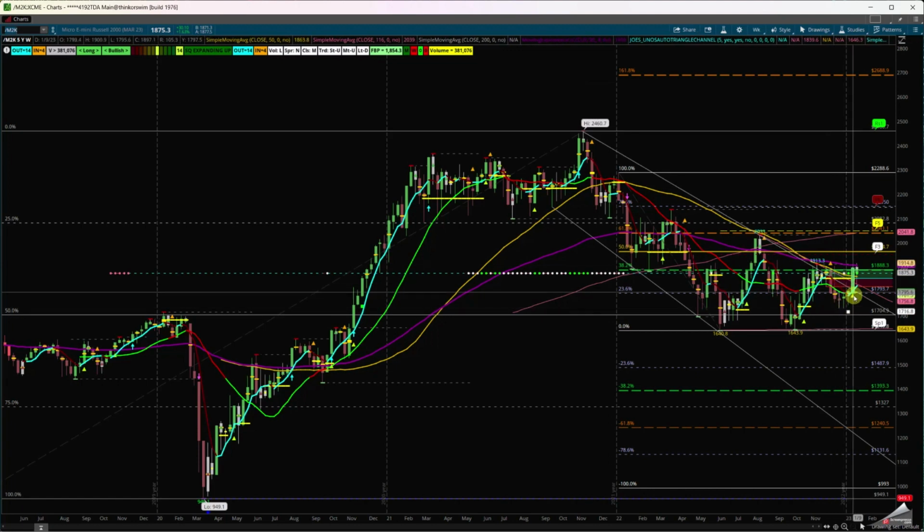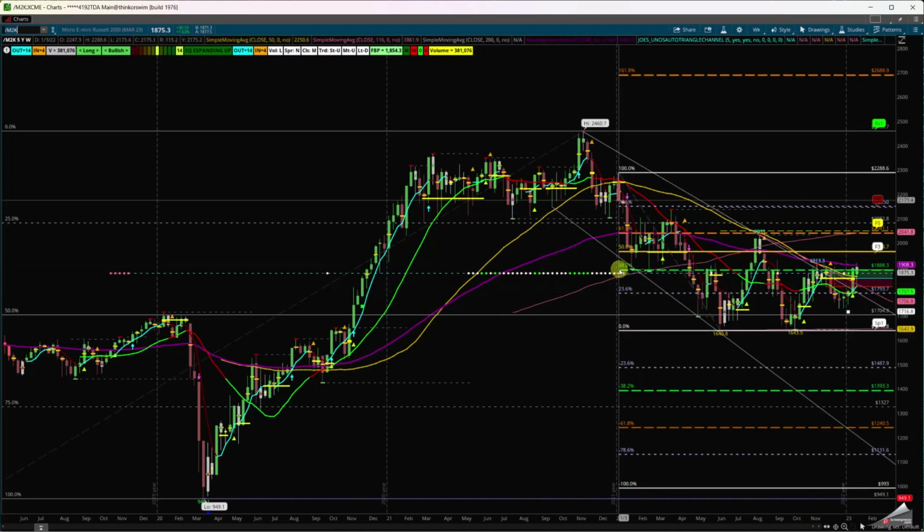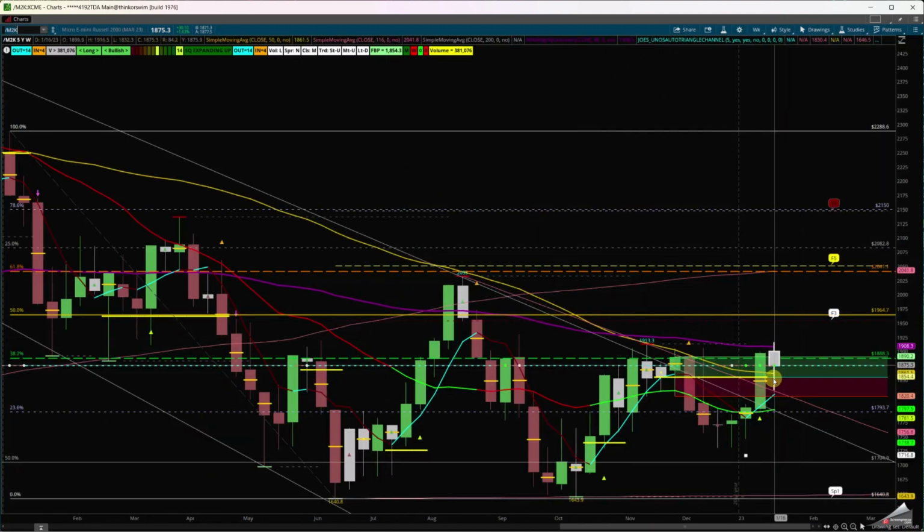December was the low. And you can see now the Russell starting to get a little bit of momentum on a weekly basis, and it's holding the 50 SMA. What we can do is go to a daily chart, 1 year.